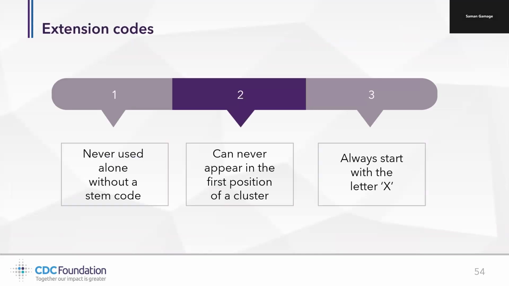So extension codes will never be used alone without a stem code. They cannot exist alone, can never appear in the first position of a cluster, and always start with letter X.